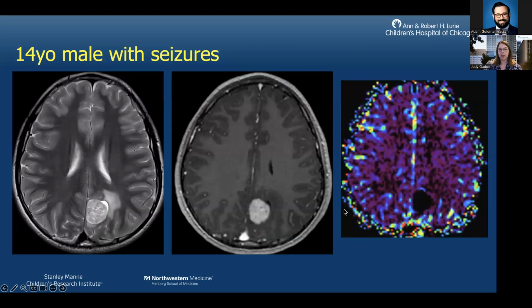Sorry about that. And in this case, we happen to do DSC perfusion, and you can see it's really dark on the DSC perfusion, which tells us that it's hypoperfusing and most likely not going to be high grade. And again, this was a PXA.